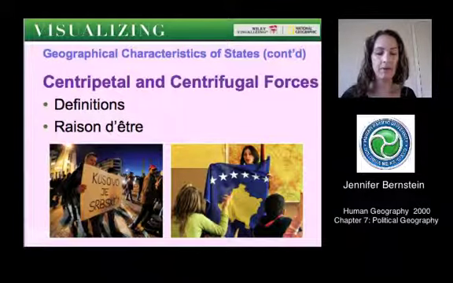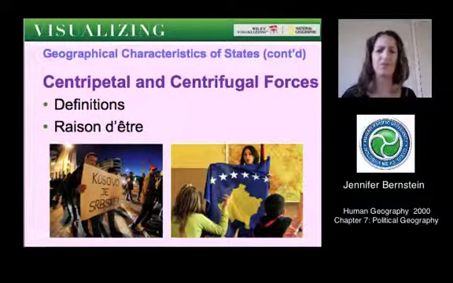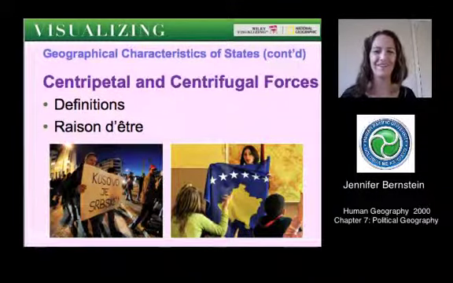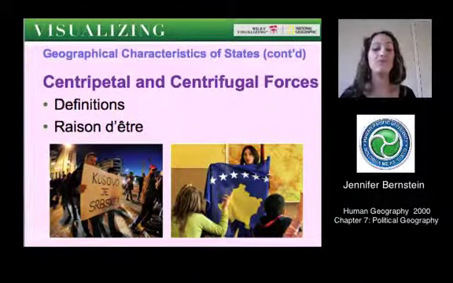So we're going to look a little bit at Kosovo. Kosovo has a Serbian minority and an Albanian majority, and declared independence from Serbia in 2008. This was both a centrifugal and a centripetal force, because it threatened the unity of the Serbian state.